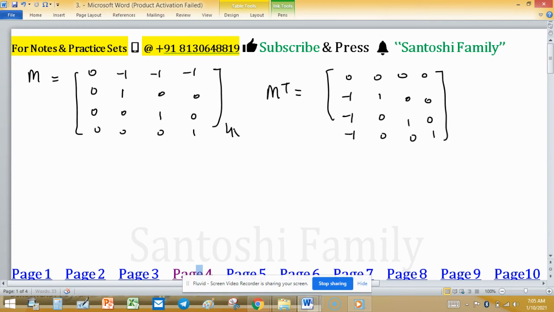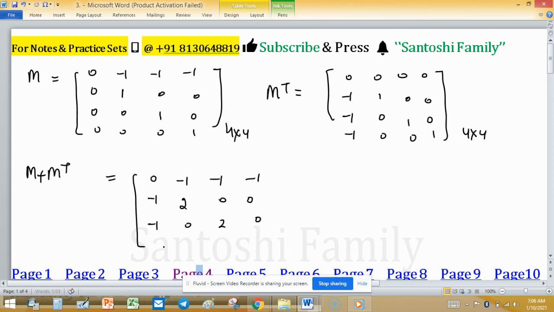Because the order of these matrices is the same, addition is possible, because we require M plus M transpose. So add these two matrices element wise. The first row will be 0 minus 1 minus 1 minus 1. The second one will be minus 1 2 0 0. The third one will be minus 1 0 2 0, and the fourth one will be minus 1 0 0 2.